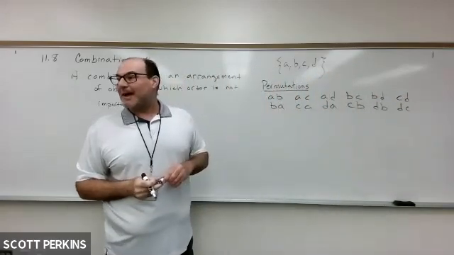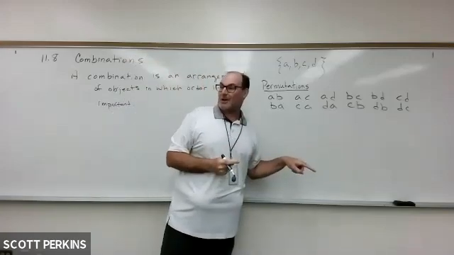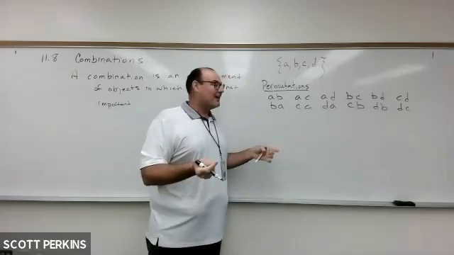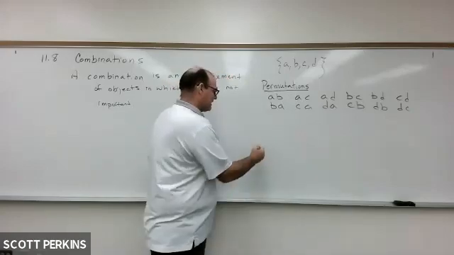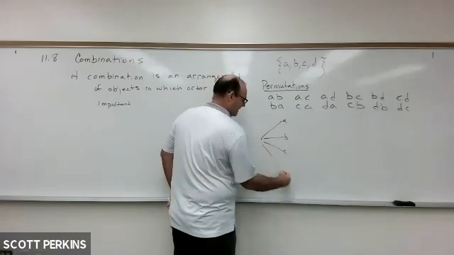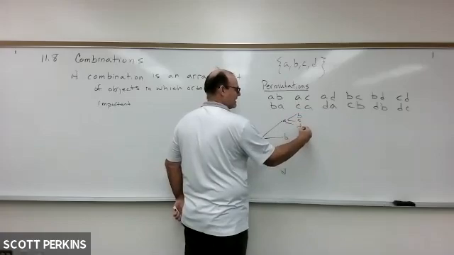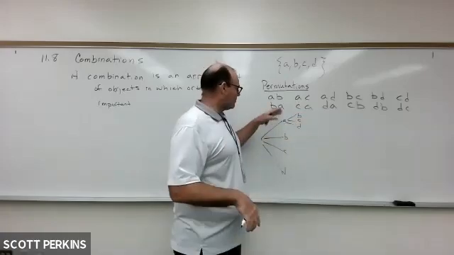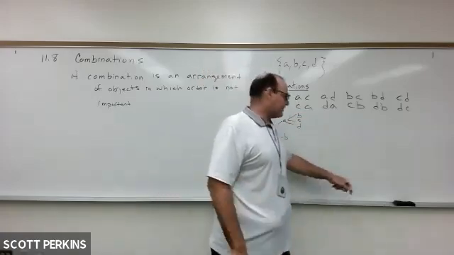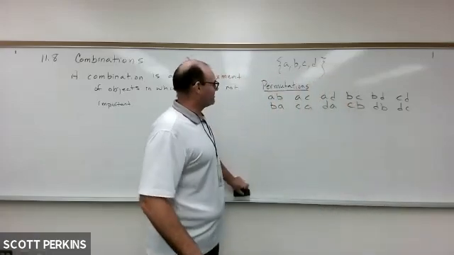Another way you could have done that, I just did it from my head, but maybe you were like, hey, I remember a section where we actually talked about this. You could have done a tree diagram. Your first choice would be A, B, C, or D, and then your second choice, if you pick A, would be B, C, or D, and that would give you all 12. So tree diagram, that'll be something we review if there's some time at the end.